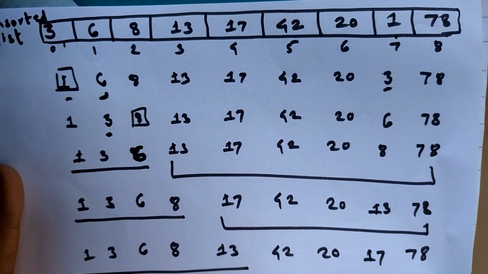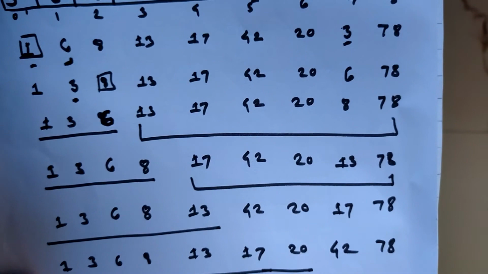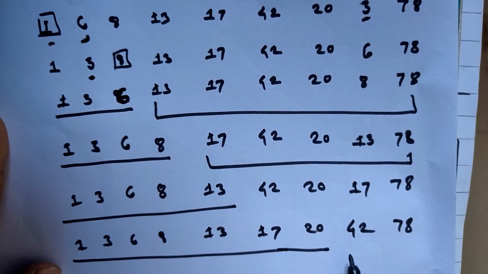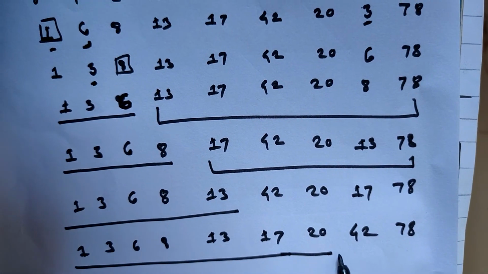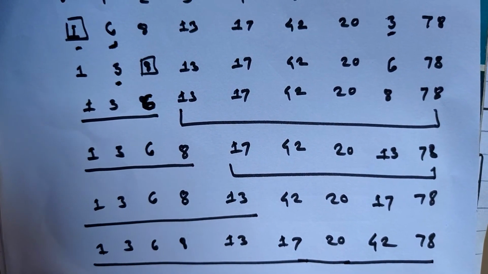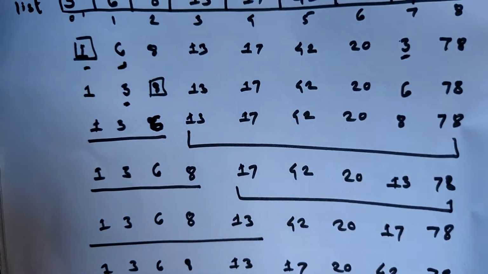Again 42 is bigger than 78, so no need to replace it here. And finally you can see that our list is sorted. Okay, so this is the way to do it.